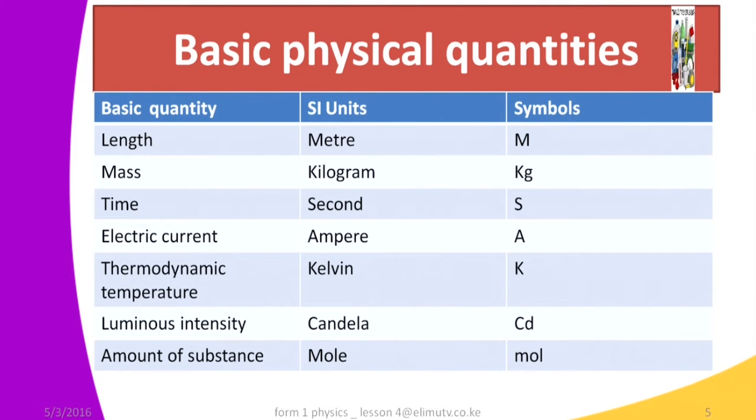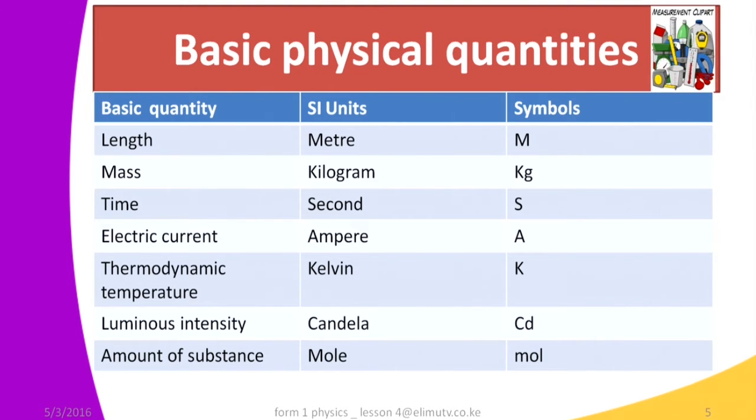Mass is measured in kilograms. The derived units for kilograms are grams and tons. Seconds, we have milliseconds, we have microseconds and etc. Amperes, the same, milliamperes and etc. So those units that we derive from the basic physical quantities are what? We call them derived physical quantities.